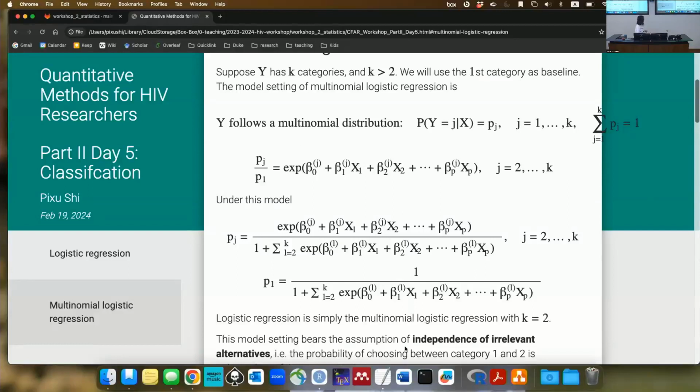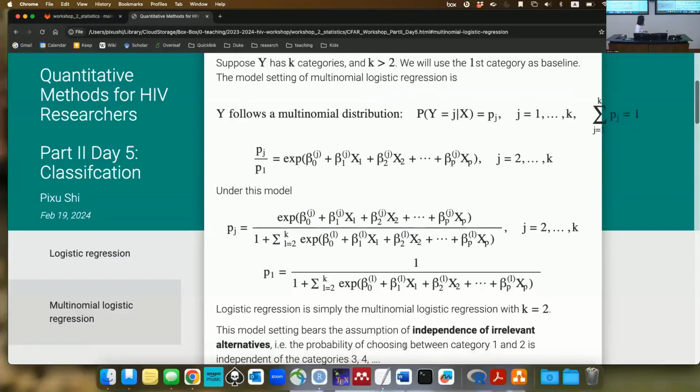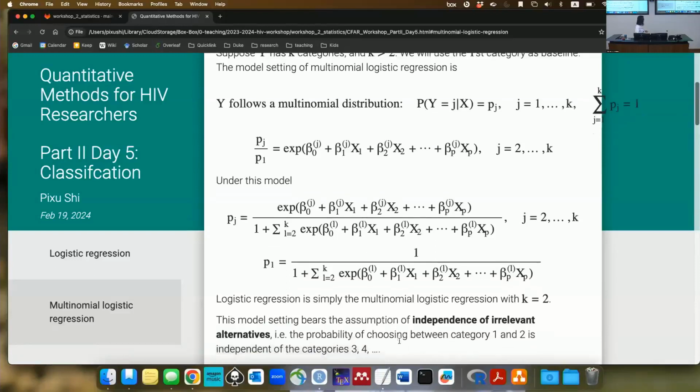But this assumption is a way for statisticians to simplify the world they observe so that they can manage it. And it's a reasonable assumption because most of the times when you choose between two categories, your preference between those two doesn't really depend on a third option.